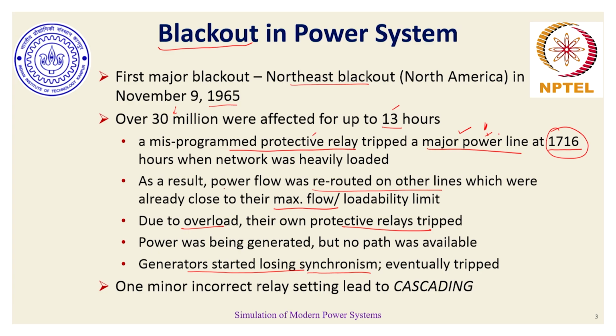And with one power line tripping, which led to other lines getting tripped, which led to other generators also getting tripped, it was all a cascaded event. It was a chain reaction. So one simple, minor, incorrect relay setting led to a sequence, a cascade of events, which resulted in the blackout of the entire network.